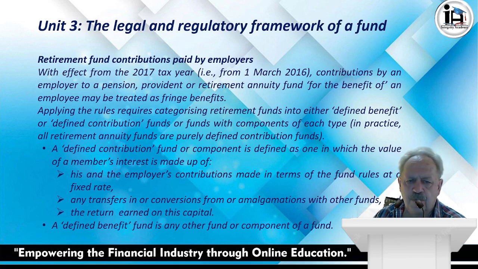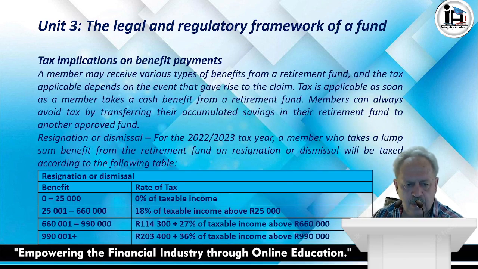With components of each type. In practice, all retirement annuity funds are purely defined contribution funds. A defined contribution fund or component is defined as one in which the value of a member's interest is made up of his and the employer's contributions made in terms of the fund rules at the fund rate, any transfers in or conversions from an amalgamation with other funds, and the return earned on this period. A defined benefit fund is any other fund or component of a fund. We'll discuss this also a bit more in detail later.